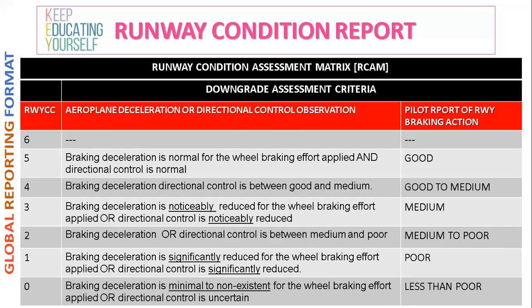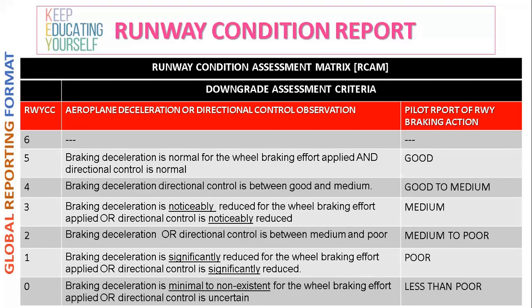So this means that if earlier medium was reported, it cannot be medium. Now we have to downgrade it. It will be medium to poor. And earlier if runway condition code was 3 for medium, now it will come down to 2. Now we will see what the runway condition codes are, what the pilot means by braking action, and how it will actually affect the aeroplane deceleration and directional control observation.